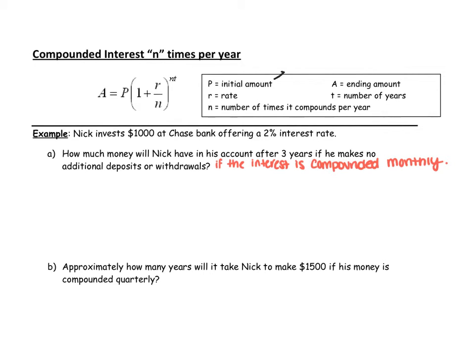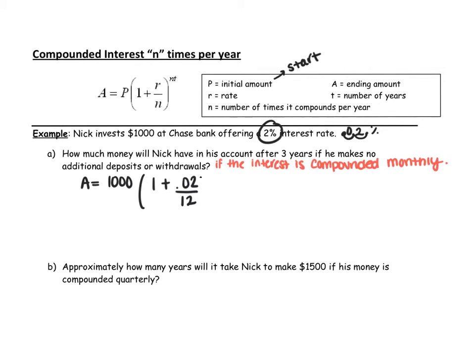P is always your starting amount or your initial investment. So since Nick is starting with $1,000, we're going to put that in for P. 1 plus, now his interest rate this time is 2%. So remember to take 2% and change it to a decimal. We move the decimal 2 places to the left and fill in the 0. So that would be 0.02.